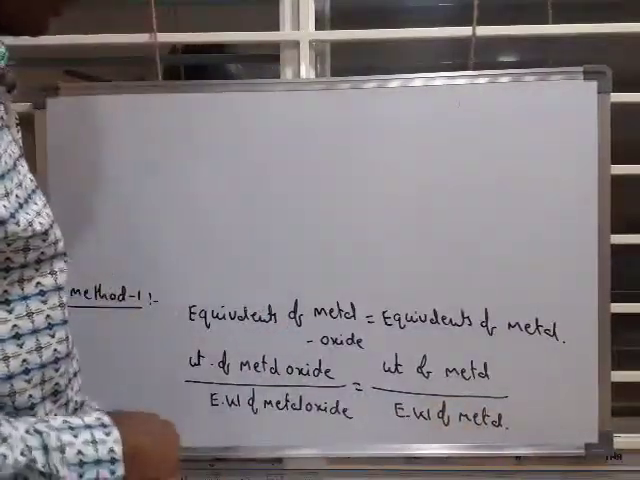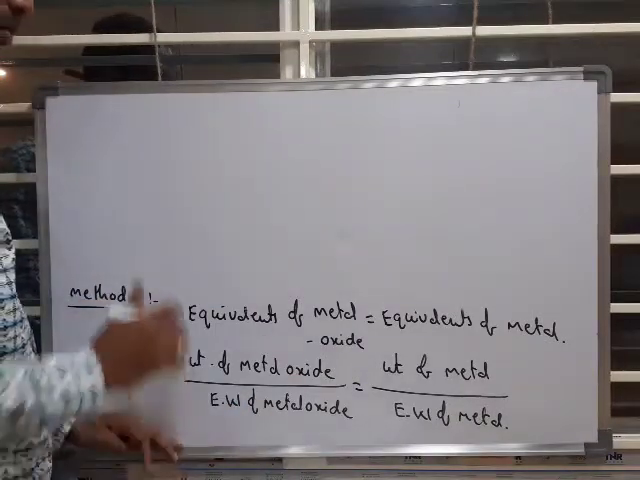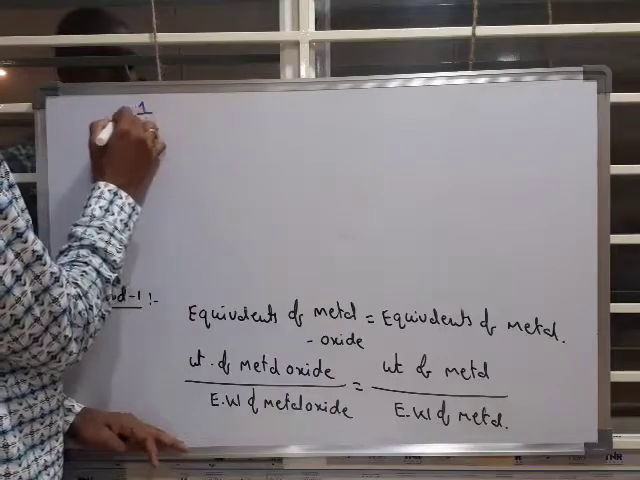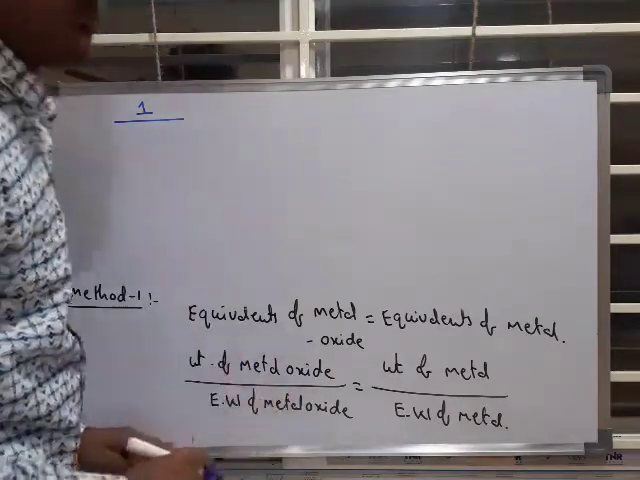See, so weight of metal oxide is given how much? That is given 1 gram. So equivalent weight of metal oxide is the problem.